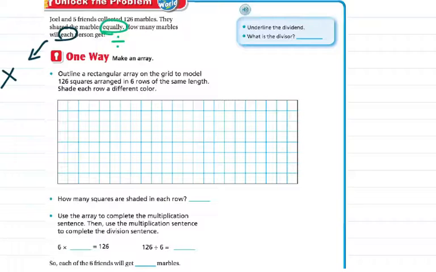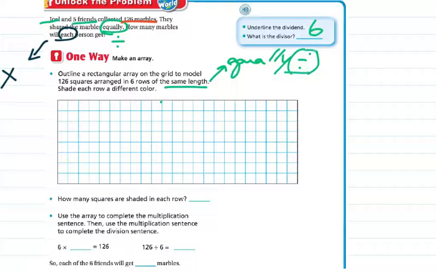We know in this problem the dividend is the marbles because that's what we're splitting up. We know that the divisor is Joel and his 5 friends, so in total that would be 6. So one way we can solve this problem, students, is making an array. So it says to outline a rectangle array on the grid to model 126 squares arranged in 6 rows of the same length. And the reason why it needed to be the same length, boys and girls, is because we're going to share the marbles. Again, that word is equally, so that's why we know that this is a division problem.